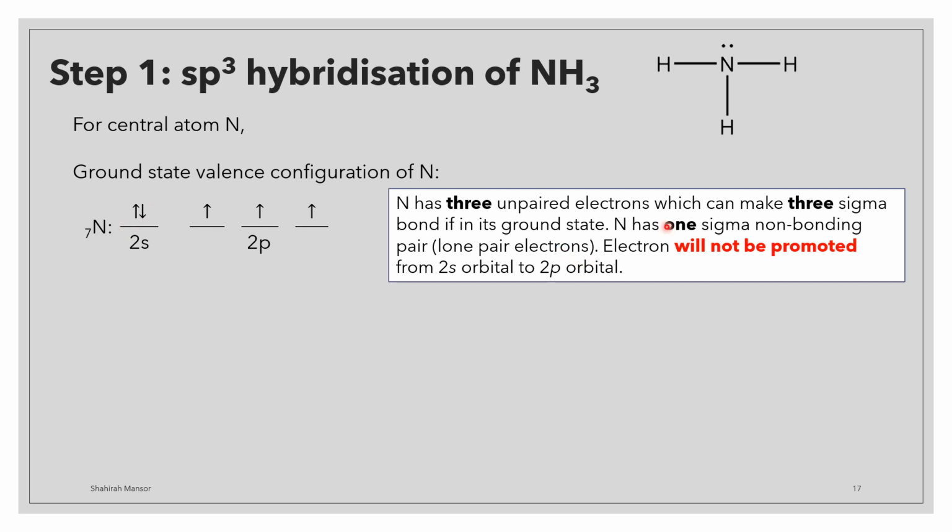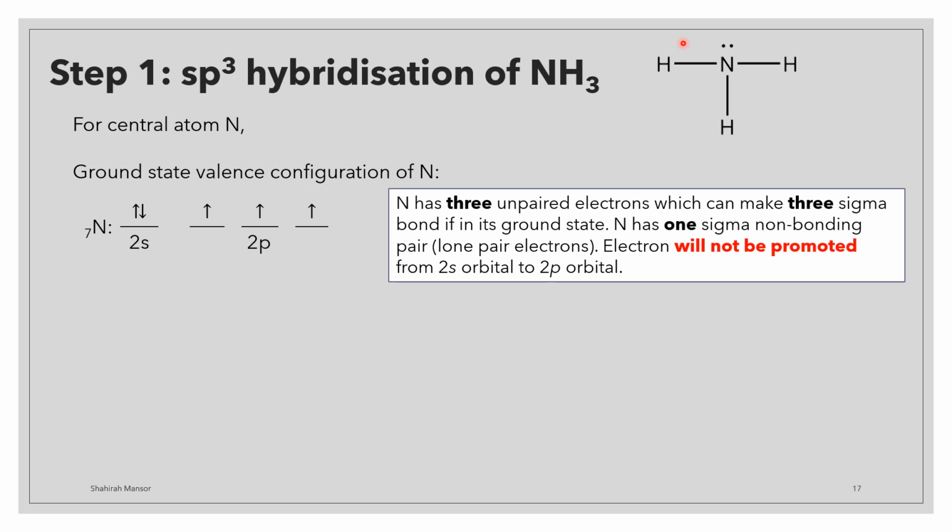So here electron will not be promoted from 2s orbital to 2p orbital. Kerana apa? Kerana keperluan of this covalent bonding telah pun dipenuhi oleh this valence electron configuration. So bermakna kita takkan ada excited state valence configuration.